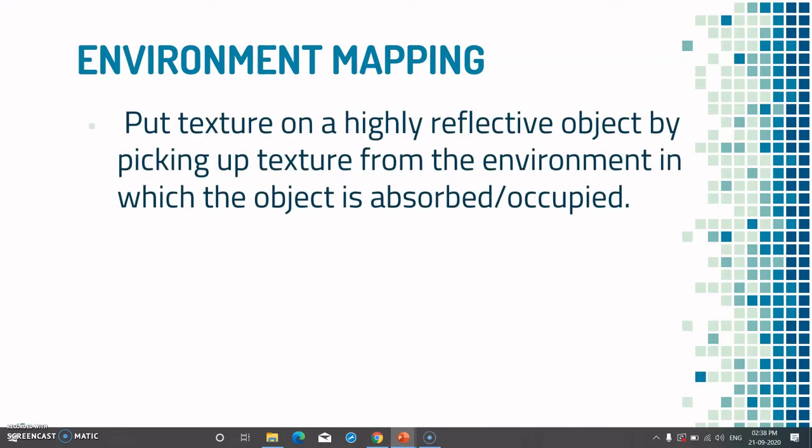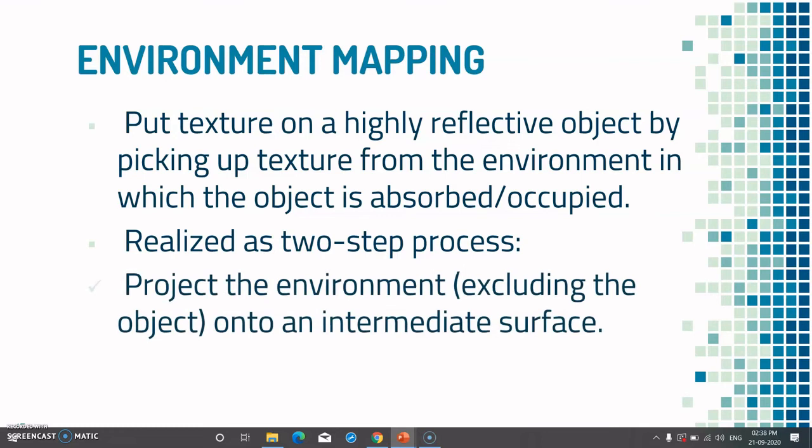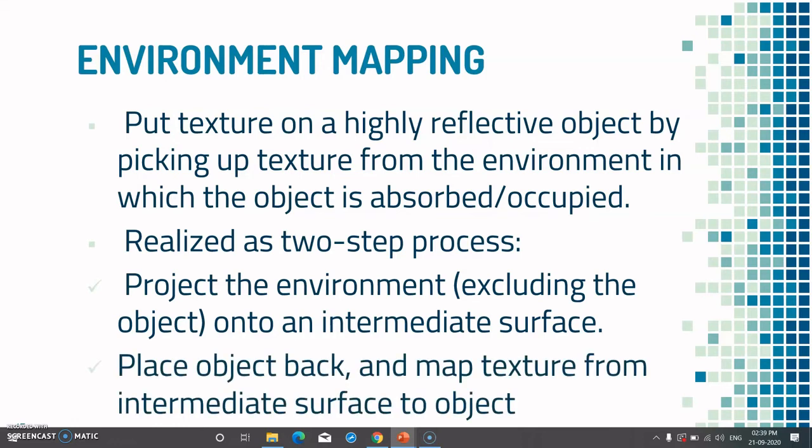Now, in environment mapping, we put texture on a highly reflective object by picking up texture from the environment in which the object is placed. It is realized as a two-step process. First step is to project the environment, that is excluding the object, onto an intermediate surface. So we'll exclude the object and only project the environment onto a specific surface. Now place the object back and map texture from the intermediate surface to the object.